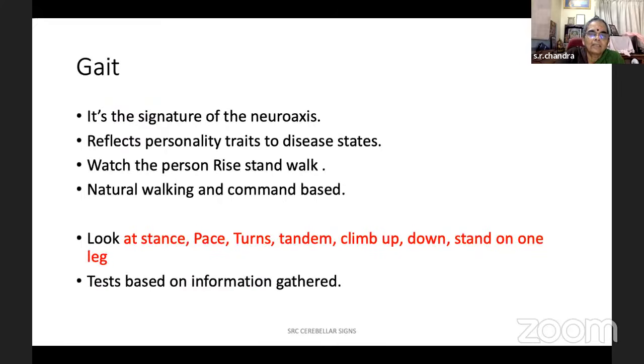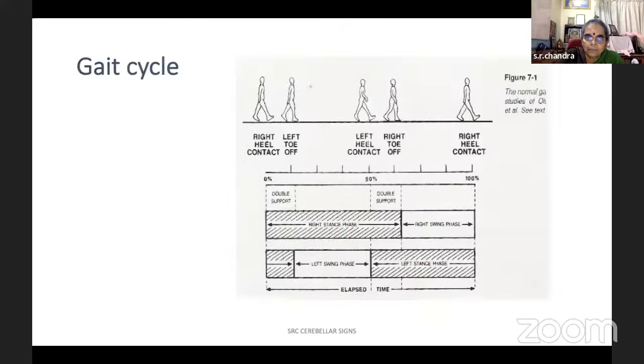Gait is like the signature of the neuraxis. We know that each personality, normally also, has its own way of walking, by which we know this person is a quiet person, introvert, extrovert, or grandiose person. All those things we know by the gait of the person, and in disease also it gets altered. You will have to check the patient's gait in different phases. These also we have discussed in cases: sit, stand, walk, run, climb up, climb back. All these things should be done to assess the gait.